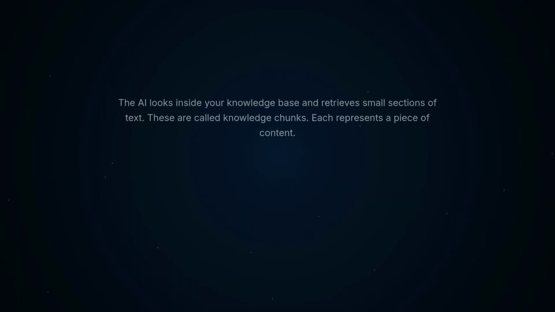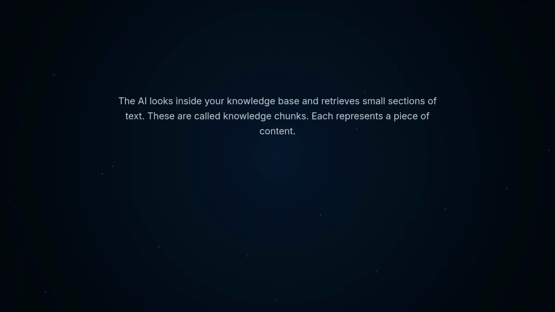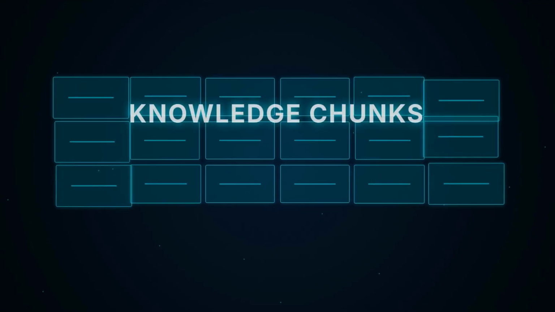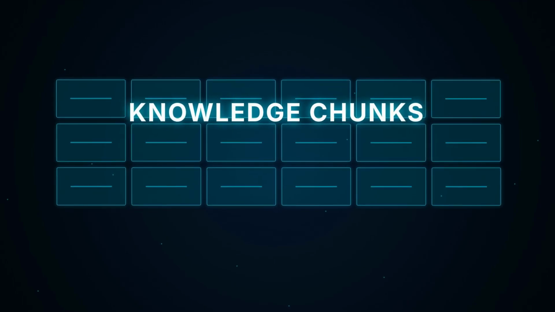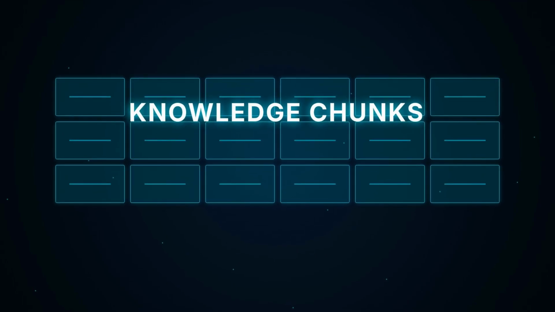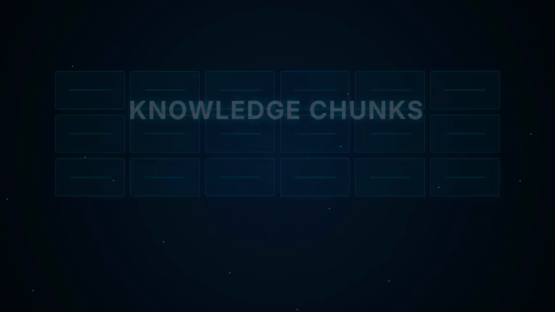One of the most powerful features inside GoHighLevel is the ability to inspect how your AI generated a response. This is extremely helpful when testing agents. Let's imagine you ask your AI a question. For example, what is a website element? The agent will generate an answer. But behind the scenes, something interesting happens. The AI looks inside your knowledge base and retrieves small sections of text. These are called knowledge chunks. Each chunk represents a piece of content that helped the AI build its answer.